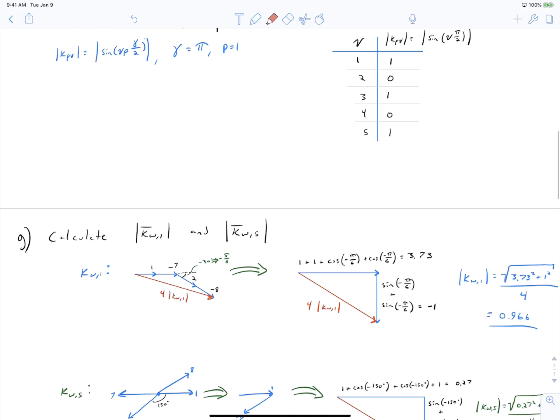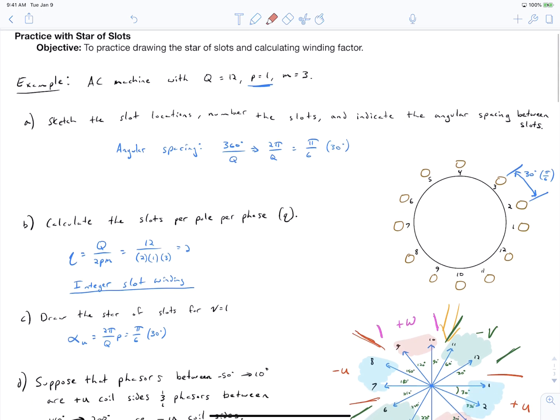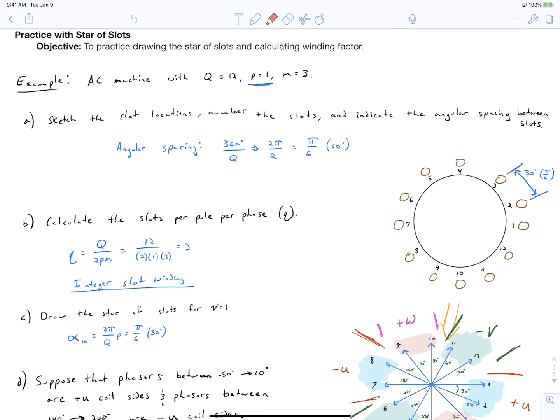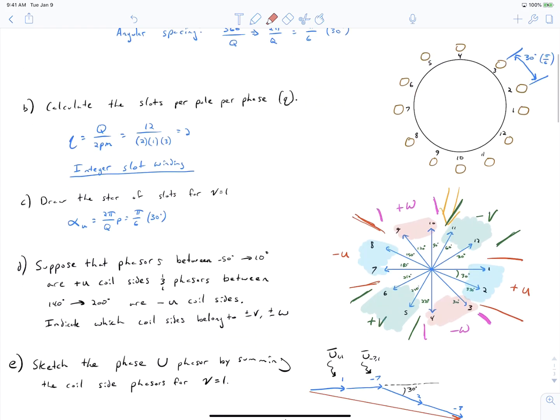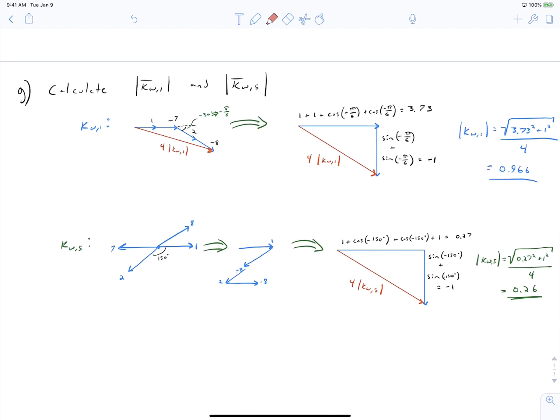So in summary, this video gave you an example of how to draw the star of slots and do basic winding factor calculations for individual harmonics. And we'll be developing this theory further in future videos.